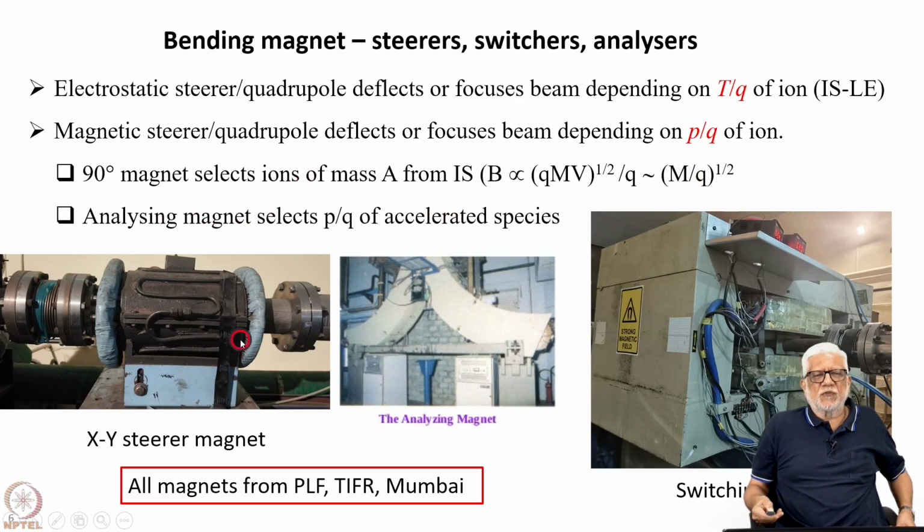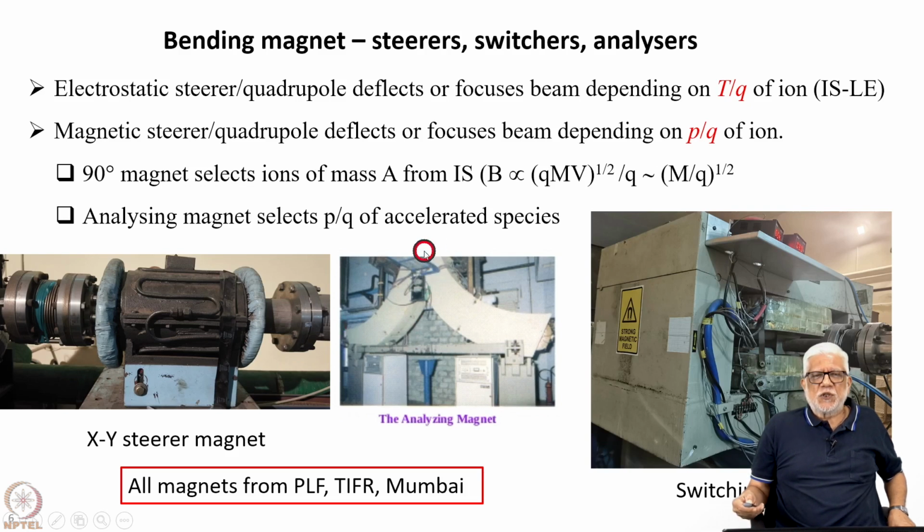So some pictures of the XY steerer magnet are shown here. Using this module, you can actually move the beam in the X and Y directions. The ion beam can be moved in these two planes. And this is the analyzing magnet. It so happens that in the PLF facility at Mumbai, you have a dual analyzing magnet. So there are two arms to this.